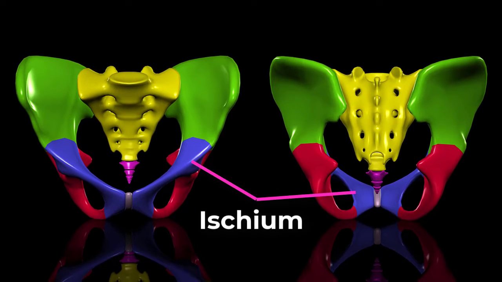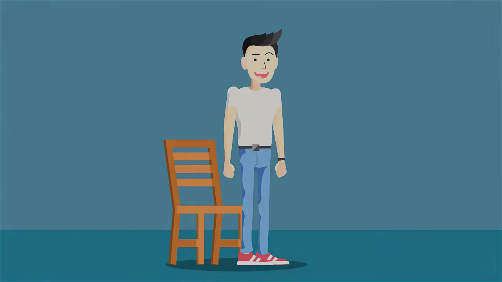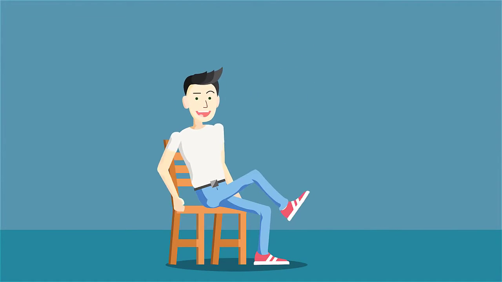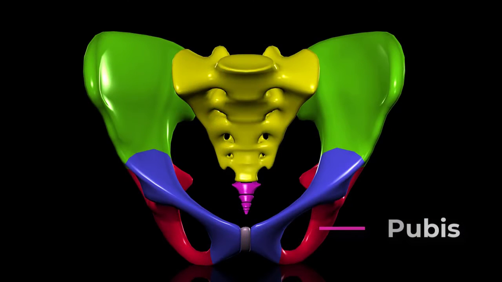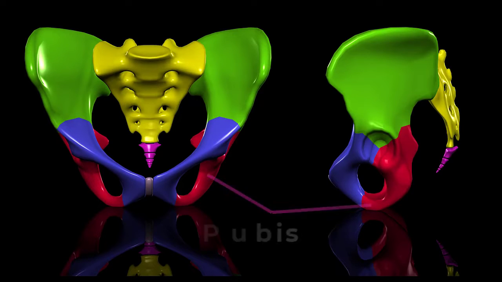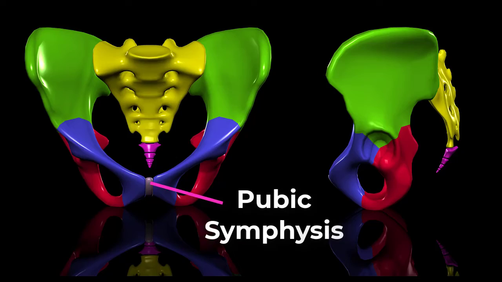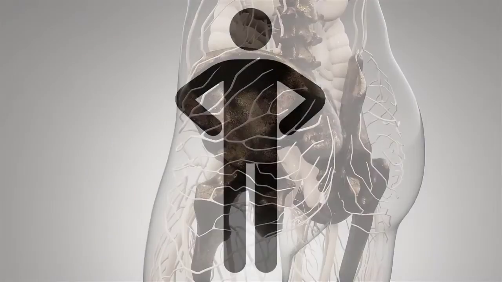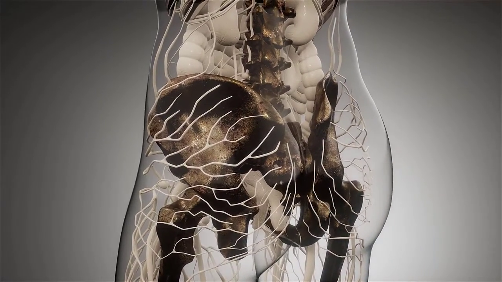The ischium forms the posterior-inferior region of each hip bone. This supports the weight of the body when sitting. The pubis forms the anterior portion of the hip bone. The pubis curves medially, where it joins to the pubis of the opposite hip bone at a specialized joint called the pubic symphysis.